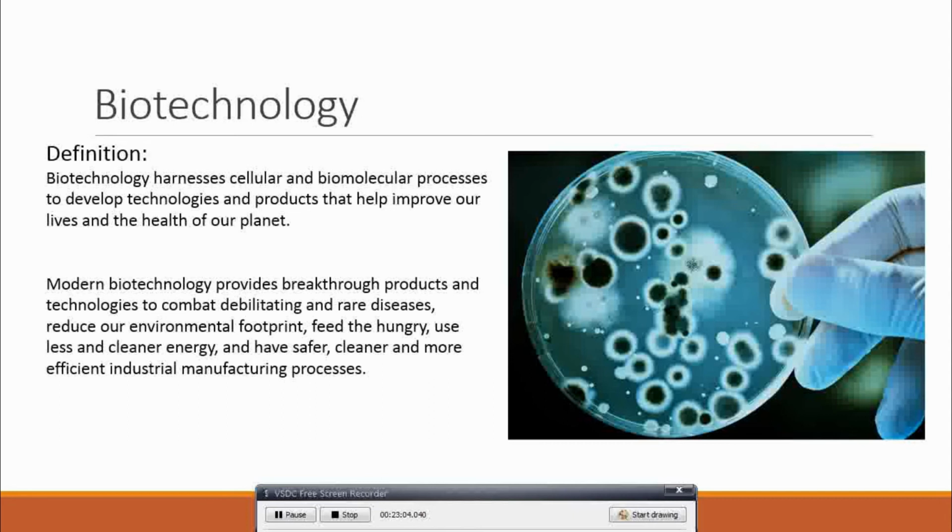Modern biotechnology provides breakthrough products and technologies to combat debilitating and rare diseases, reduce environmental footprint, feed the hungry, use less, cleaner energy, safer, cleaner, more efficient industrial manufacturing process. Jadi orang banyak bergerak kepada semua perkara-perkara bio-organic, biomaterial, bio, kan. Semua fall under category of biotechnology.